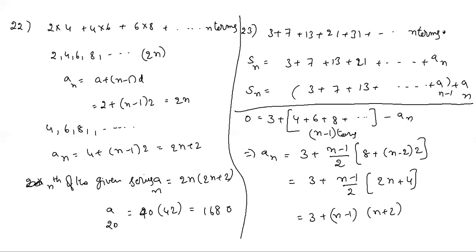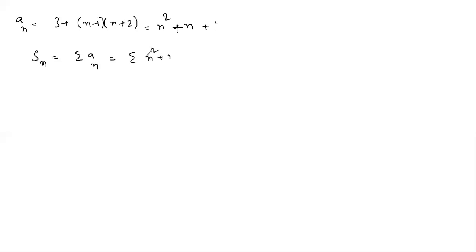So by simplifying, an equals 3 plus n minus 1 into n plus 2, which equals n square plus n minus 2 plus 3, so n square plus n plus 1. So the nth term is n square plus n plus 1. Now we have to find the sum of n terms. So Sn equals sigma an, sigma of n square plus n plus 1.